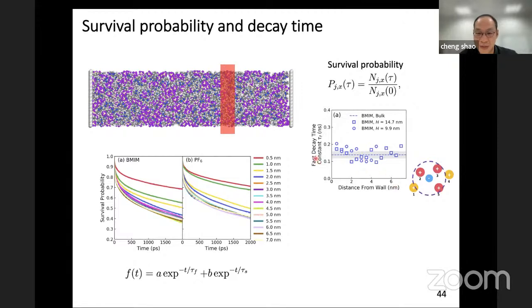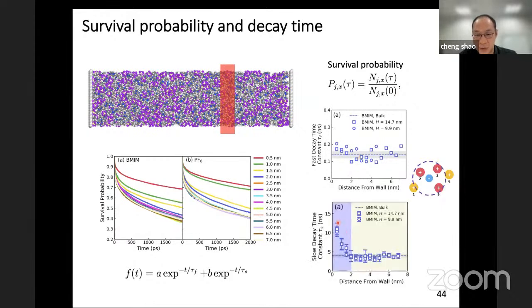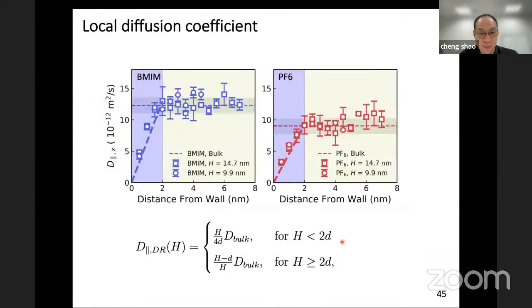The first one is the fast decay time constant, which is insensitive to the location of the ions from the wall, and it's a constant. Another interesting decay time is the slow decay time. We can see that near the graphene wall region, the decay time is quite large compared to the distance far away from the wall. And we suspect this is due to the layer structure and the local density peak near the graphene wall.